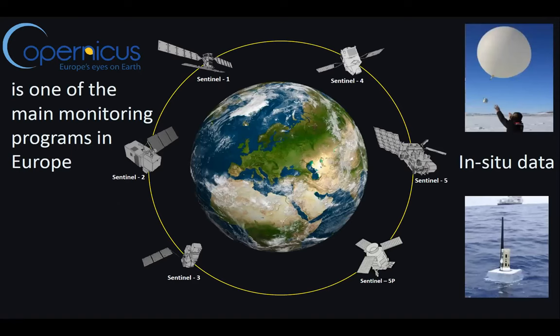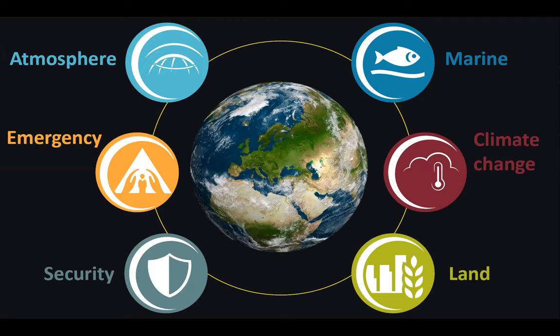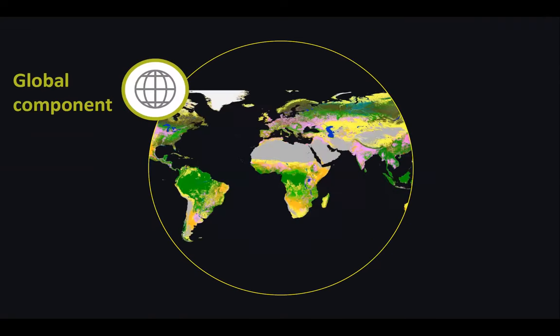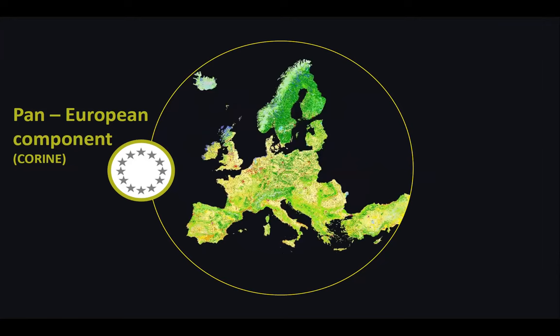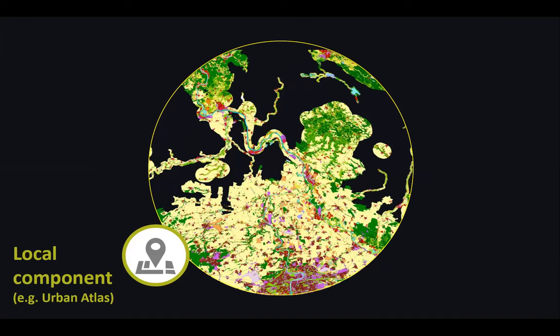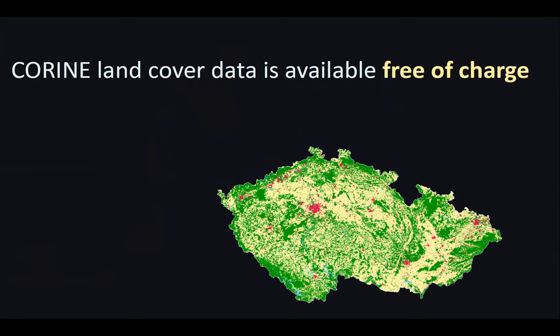We use the Sentinel data, specifically the Copernicus Land Service, which has a global component and a pan-European component, which is the one we were using. There's also a local component, which we can use for some detailed measuring or analysis, but CORINE Land Cover is, let's say, the top one. The main reason is that the data is available free of charge. You go to the Copernicus EU website, you register there, and you can download and use the data for what you need.